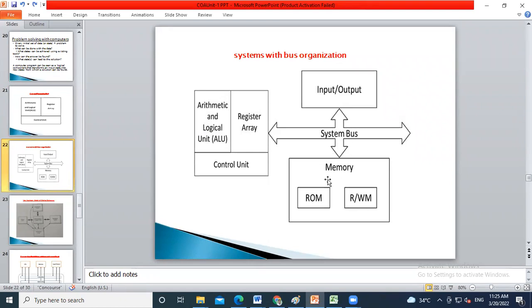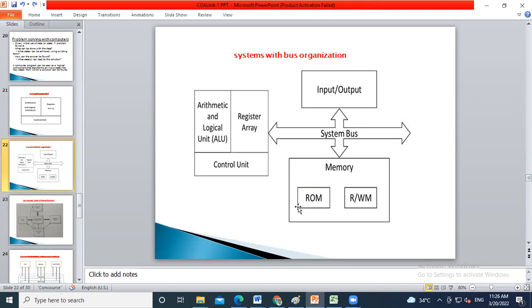That is through the memory. The main system bus is going to be connected with the memory, which may be ROM and RAM, and that is connected with input and output devices. And it is also connected with the arithmetic and logical unit, register array, and control unit. Input means whatever data we provide from the keyboard, and output means whatever we get as the required output of the execution.